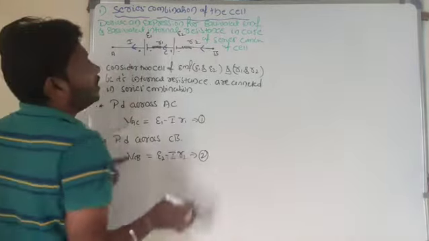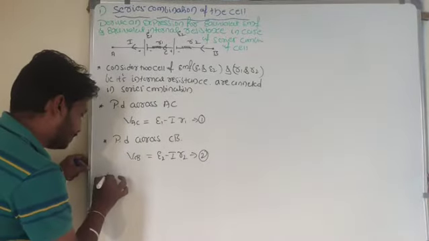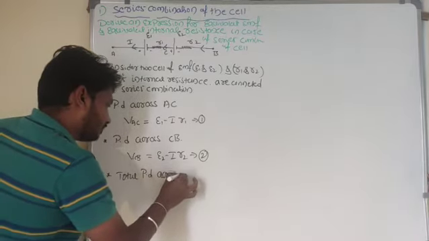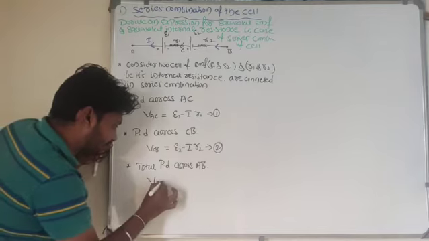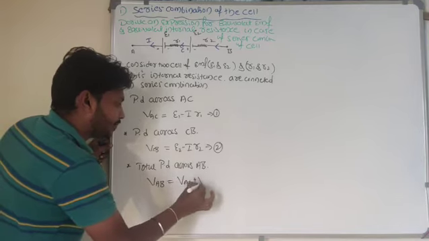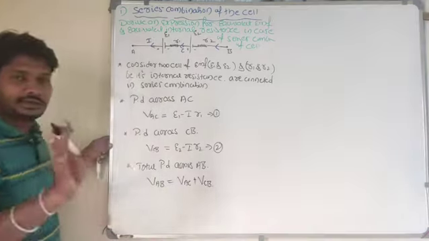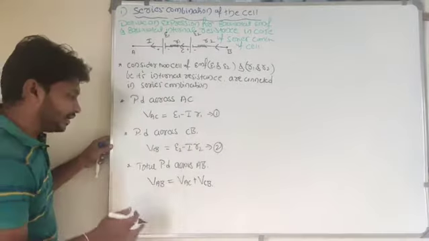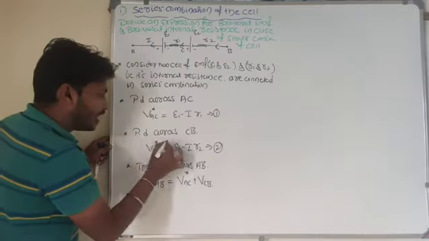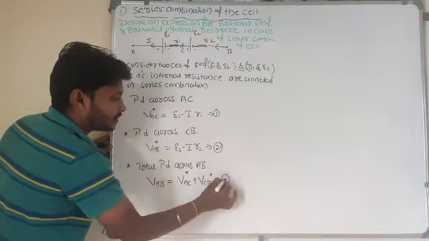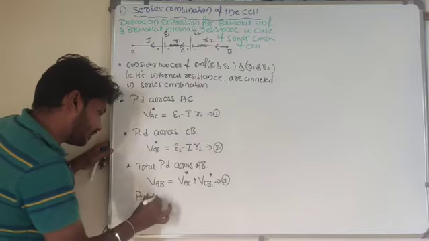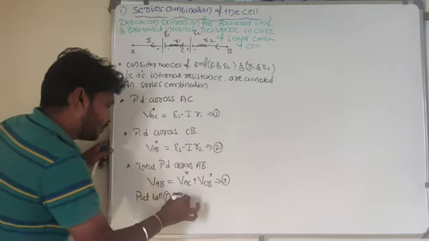Now I have to find the total potential difference across A to B. The total potential difference is V of A to B equal to V of A to C plus V of C to B. Look here, A to C has the value E1 minus I into R1, and C to B also has its value. So let me put equation 1 and 2 values in equation 3.